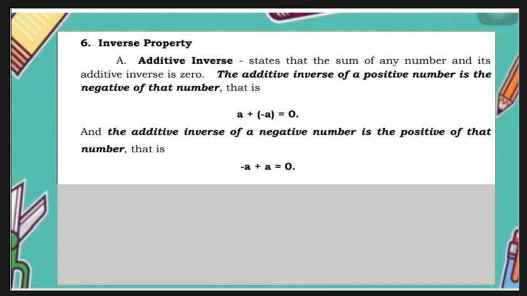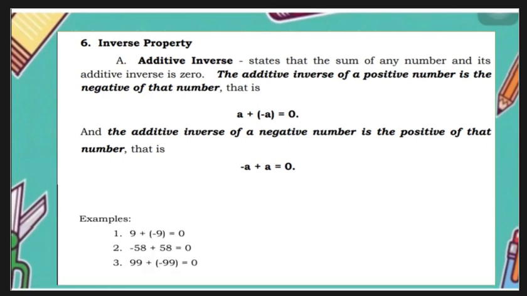For example, example 1, we have positive 9 plus negative 9. Therefore, the result is 0. So 9 plus negative 9 is 0. We still have negative 58 plus positive 58 is equal to 0. We also have positive 99 plus negative 99 is equal to 0. Still 0. And that is the inverse property.